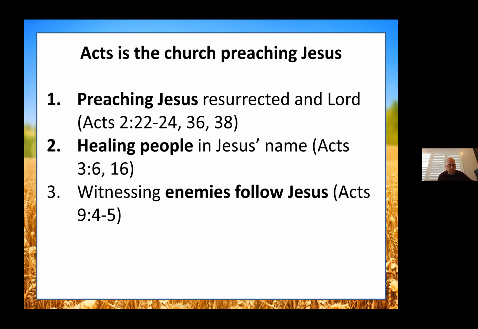And it says in verse 4 of Acts chapter 9, "And he, that's Saul, fell to the ground and heard a voice saying to him, 'Saul, Saul, why are you persecuting me?' And he said, 'Who are you, Lord?' And he said, 'I am Jesus, whom you are persecuting.'" And on that day, Saul was converted. He was saved. He was born again.